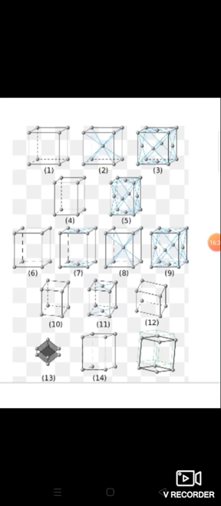Fourth one is the primitive. Fifth one is the body centered. Here unit cells of two tetragonal lattices: one side different in length to the others. Two angles between faces all 90 degrees.